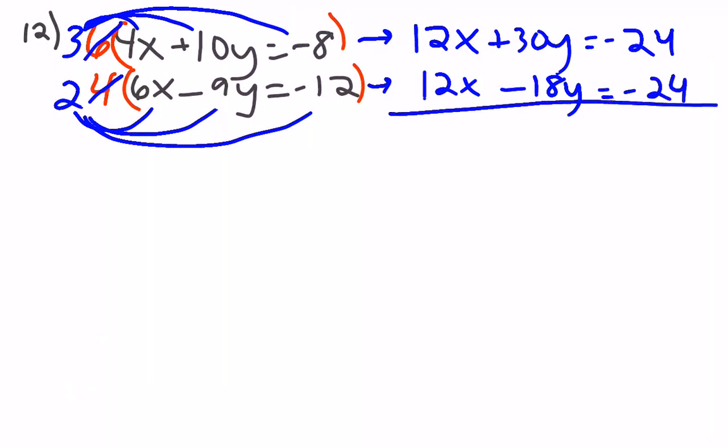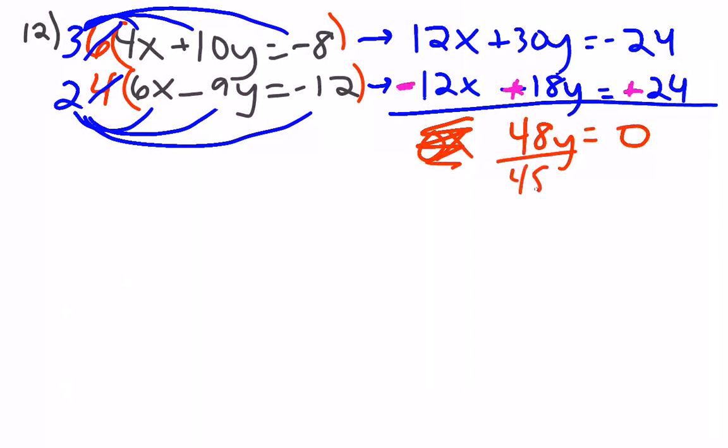So if I combine these right now, I'm going to get 24x. I don't want 24x, I want 0x. So we need to change all the signs. Negative, positive, positive. Now I get my 0x. 30 plus 18 would be 48y. Don't forget about the big numbers because what happens next? -24 plus 24 would be 0. And now we're going to divide both sides by 48, and we get y equals 0, which is a happy number to plug in.